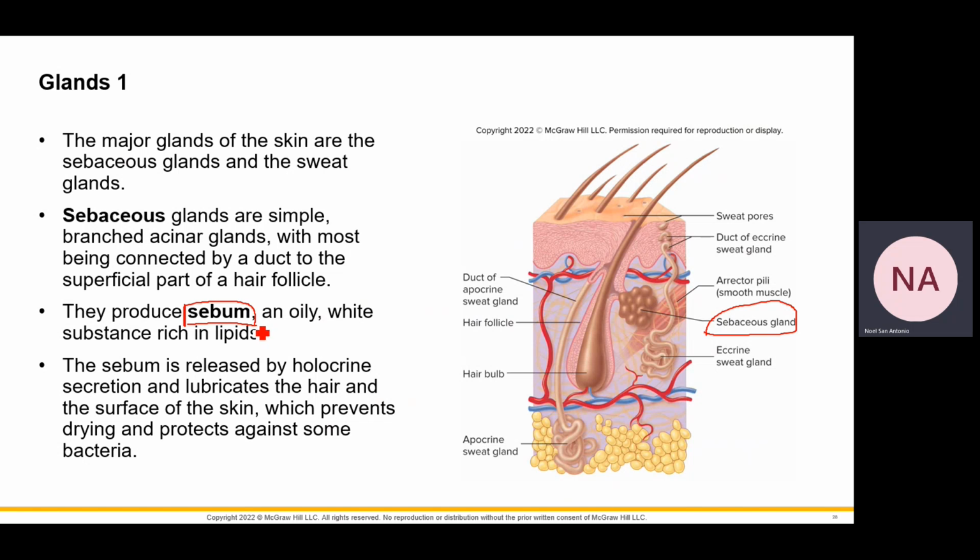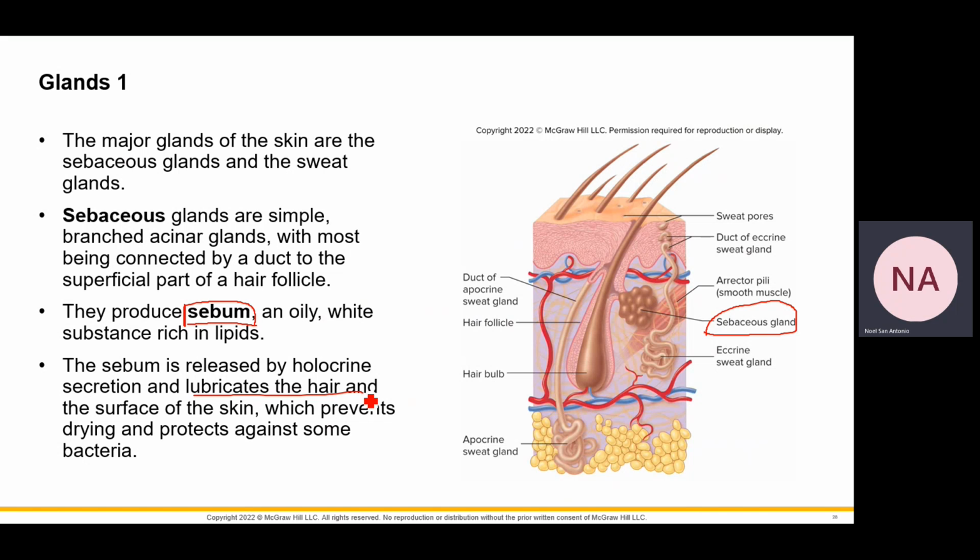And the main function of that oily substance is for lubrication of the hair. That's the reason why it is associated with our hair follicle because it lubricates the hair. Okay? And it prevents the skin from drying, and it also has some antibacterial properties.